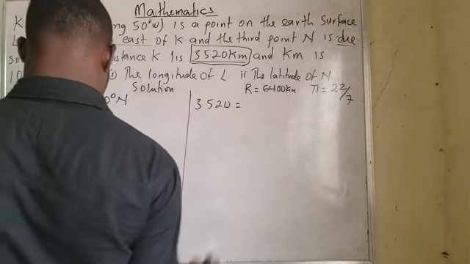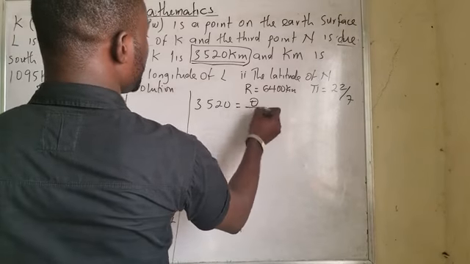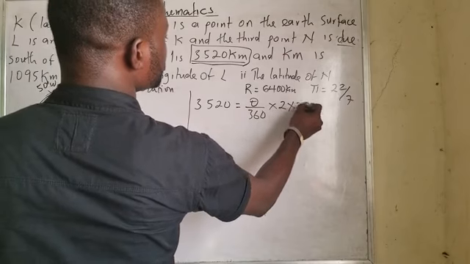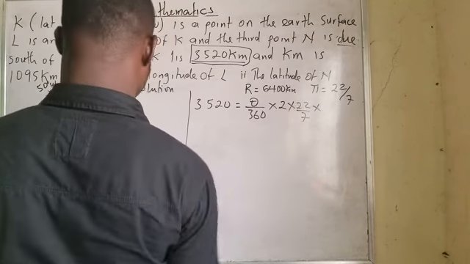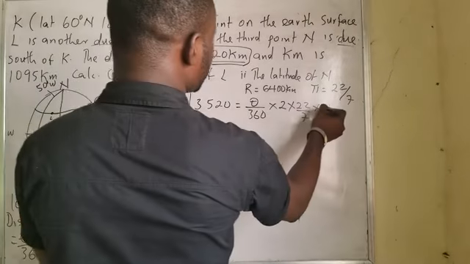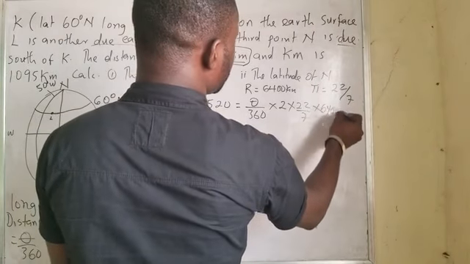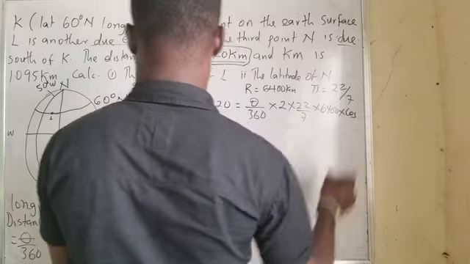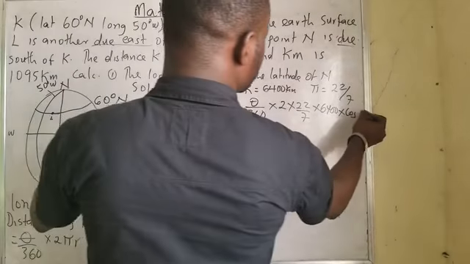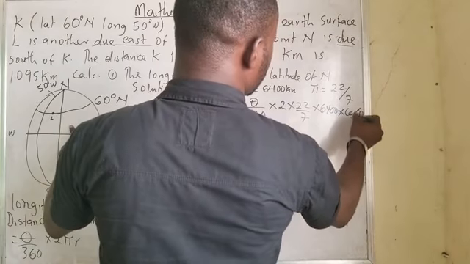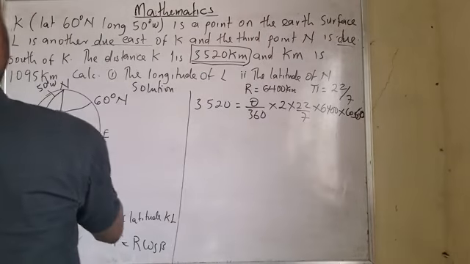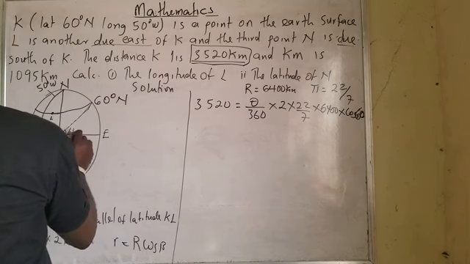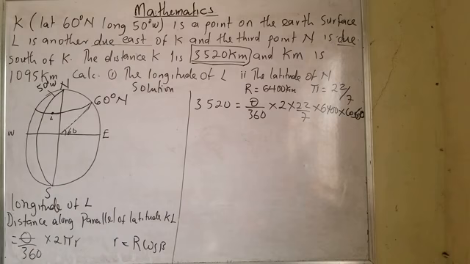3,520 will be equal to theta over 360 multiplied by 2 multiplied by 22 over 7 multiplied by my r, which is 6,400 multiplied by cos 60. Sorry, I wrote 60 here. It means I'm talking about something like this. Sorry. Okay, this is cos 60. Now, that is what I'm talking about.